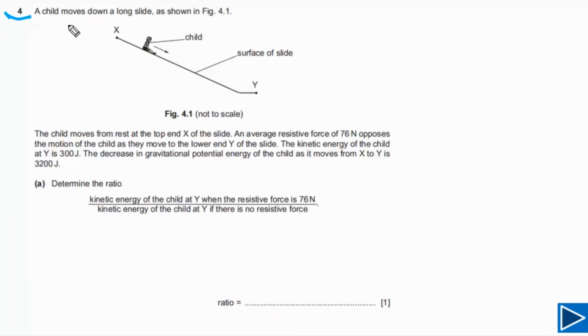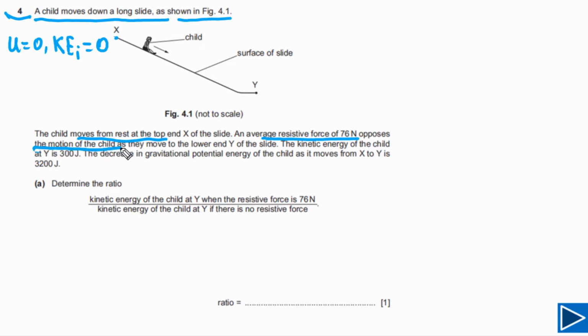For our question number 4, we are given that a child moves down a long slide as shown in figure 4.1. The child moves from rest at the top, meaning at this point the speed of the child is equal to 0. As the speed is 0, we can also say the initial kinetic energy of the child is equal to 0. It is also given that a resistive force of 76 newtons opposes the motion of the child. The kinetic energy of the child at point y is 300 joules.